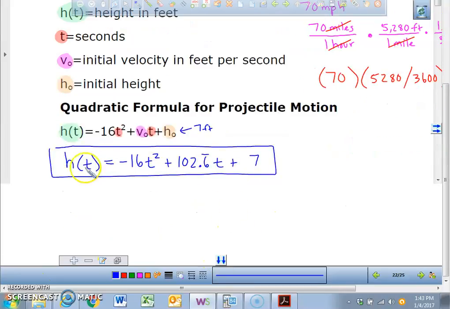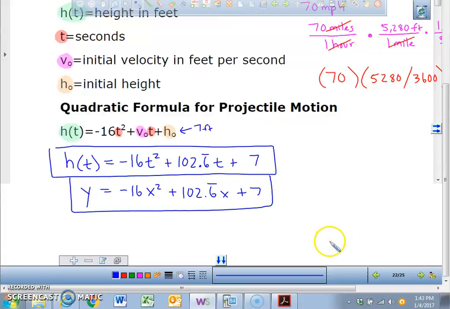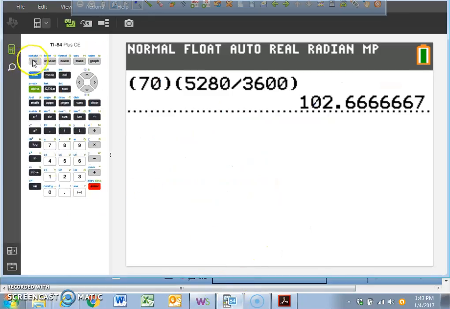All right, I'm going to take this formula, I'm going to change it into terms of x and y. So h of t, which is your feet, is going to represent your y value. I'm going to write negative 16. Instead of a t squared, I'm going to put an x squared, knowing that t just represents time, so x now represents time in seconds. Plus 102.6 repeating times x plus a 7. So this is the formula I'm going to use to type in, the equation I'm going to type in to my graphing calculator. If you haven't written it down, that's okay. You'll see me type it in the calculator.